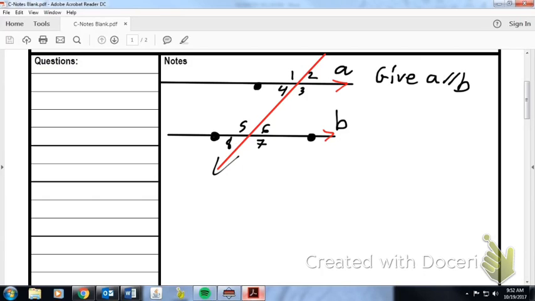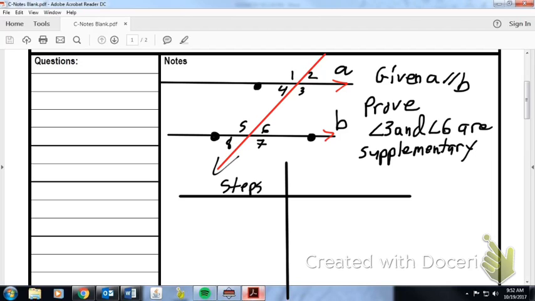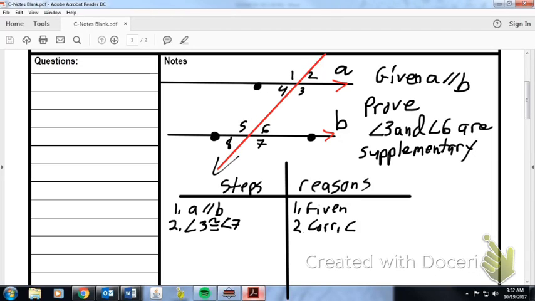What we're going to do now is, given that A is parallel to B, I want you guys to prove that 3 and 6 are supplementary. So I'm going to go ahead and give you the first two steps. And this is a 5-step proof.